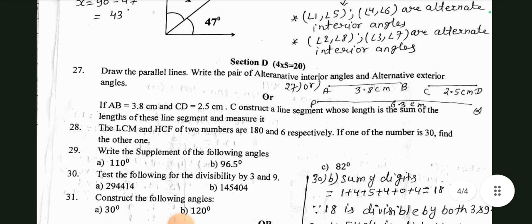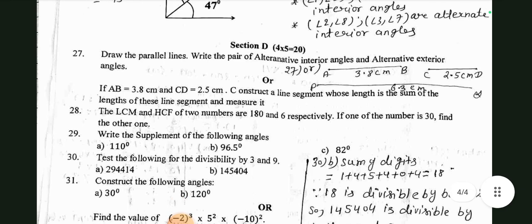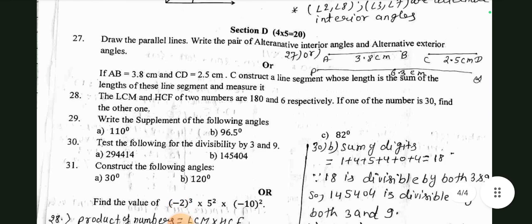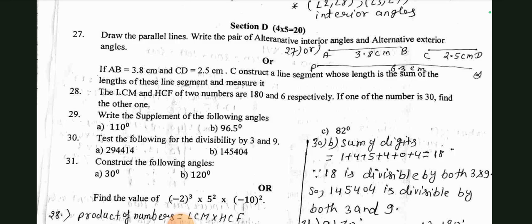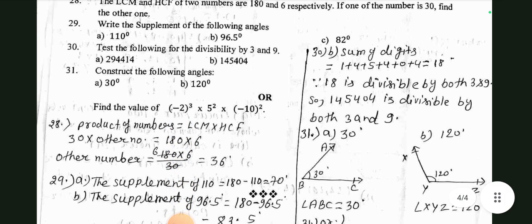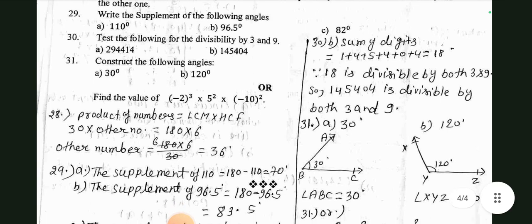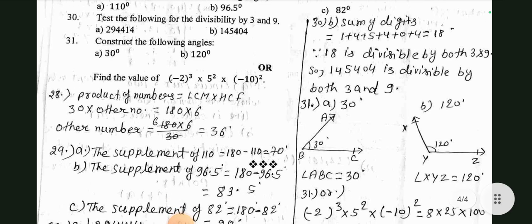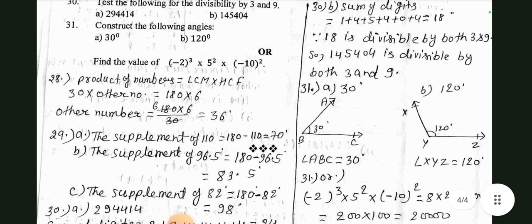Draw AB of 3.8 centimeters and CD of 2.5 centimeters, and their sum is 6.3, so one line segment PQ of 6.3 centimeters. Now the LCM and HCF of two numbers are 180 and 6, find the other number where 30 is one number. Question number 28, the product of numbers equals LCM into HCF. Here one number is 30, the other number equals 180 into 6 divided by 30, which is 36.